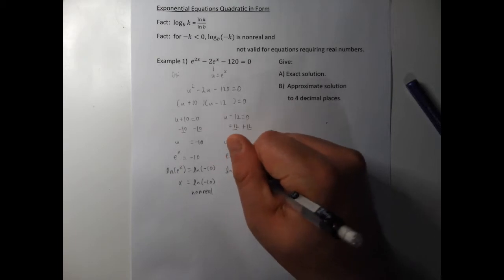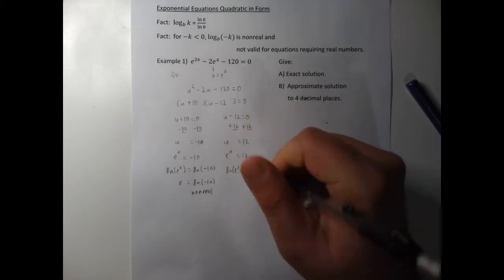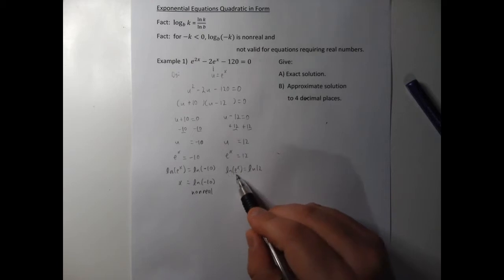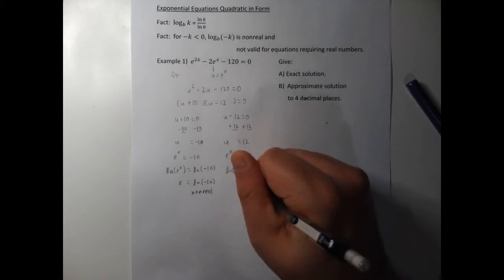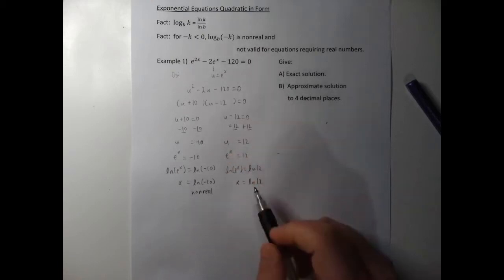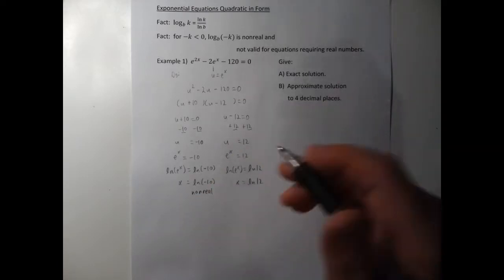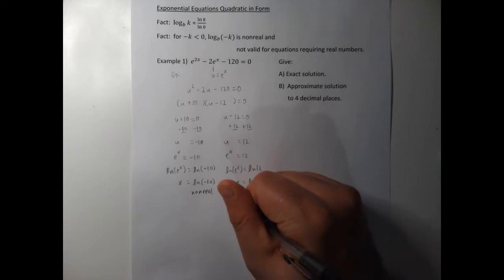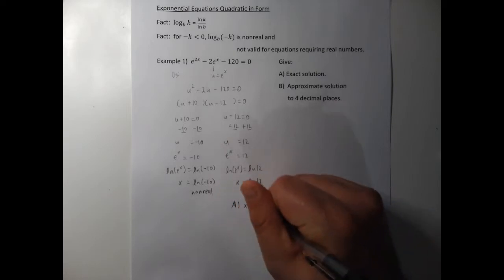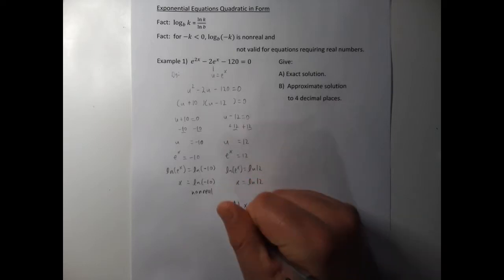Natural log of e to the x equals the natural log of 12. Log base e of e to the x is just x. And that's real valued. It's a log of a positive number. So I want an exact solution. So A, x equals the natural log of 12. That's the exact solution.